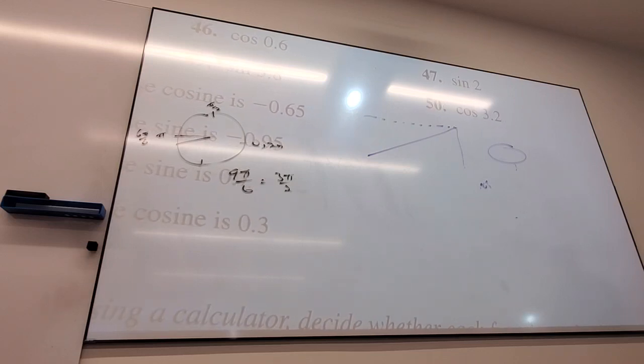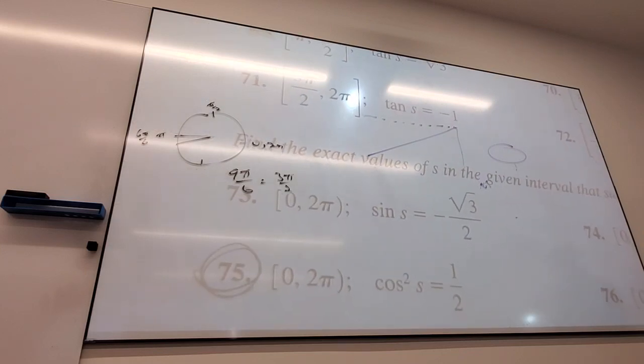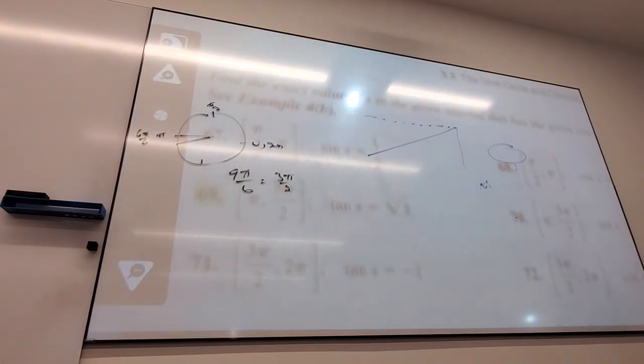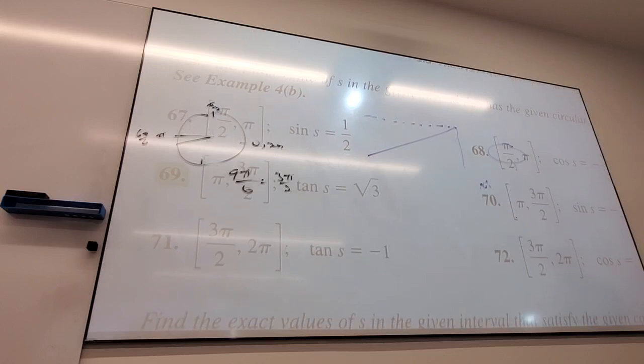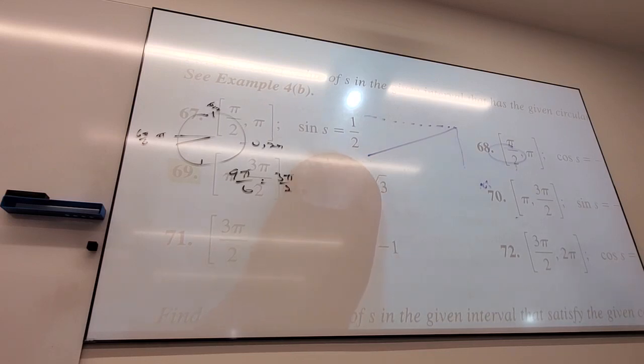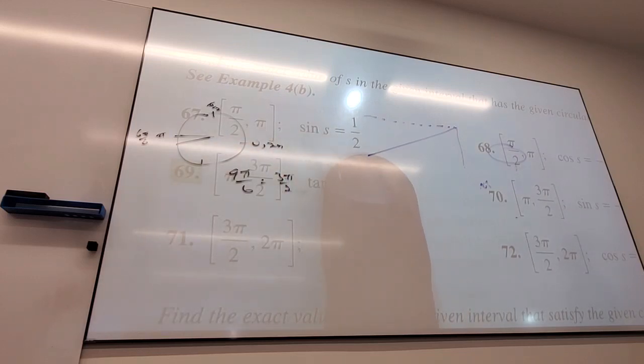Something like, say, 69 and 72 looks off. You find the exact value of s in the given interval that has a given circular function value. So look at 67 for a second. What quadrant am I in? It starts at pi over 2, goes to pi. 90 to 180, that's the second quadrant, correct? And why does it make sense? Because that's one of the quadrants where sine is positive. Are you with me?